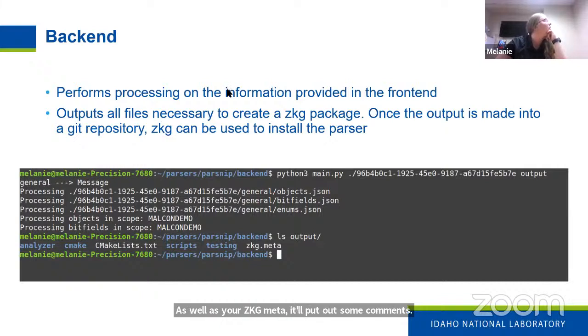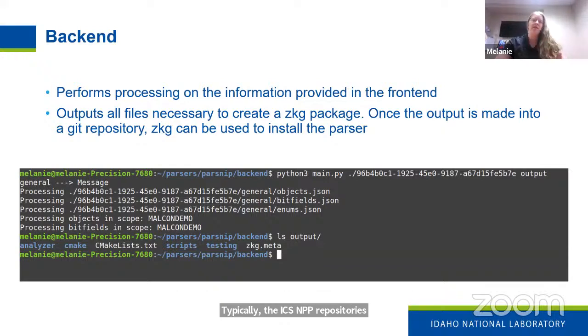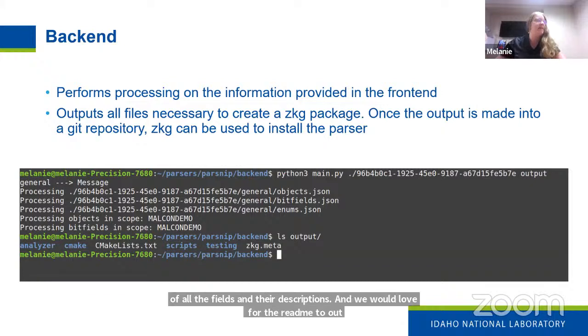The future, eventually in the future, we'd also want it to put out a fairly solid README. Typically the ICS NPP repositories, which is what my team outputs, contain tables of all the fields and their descriptions. And we would love for the output README to contain this.